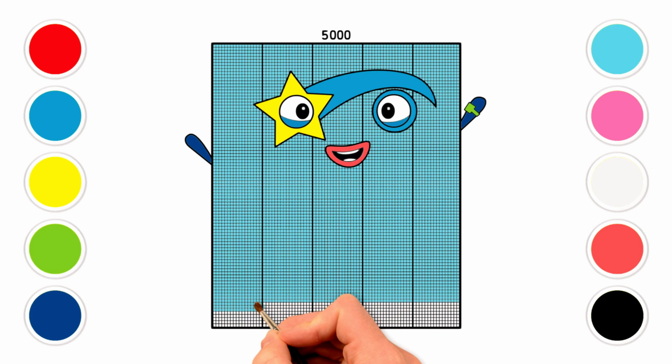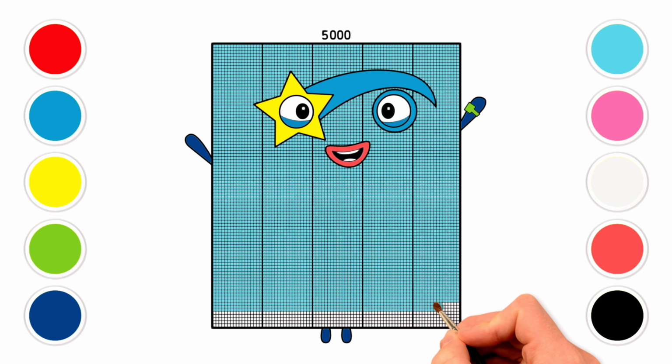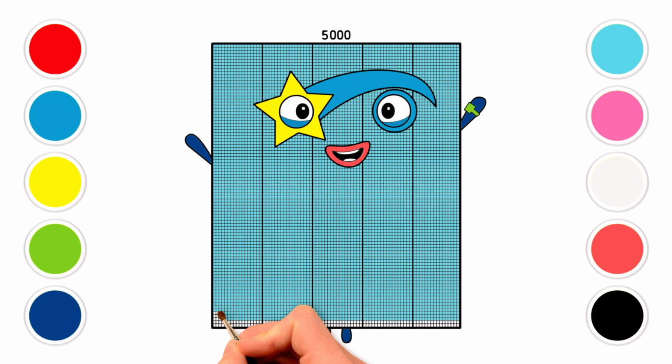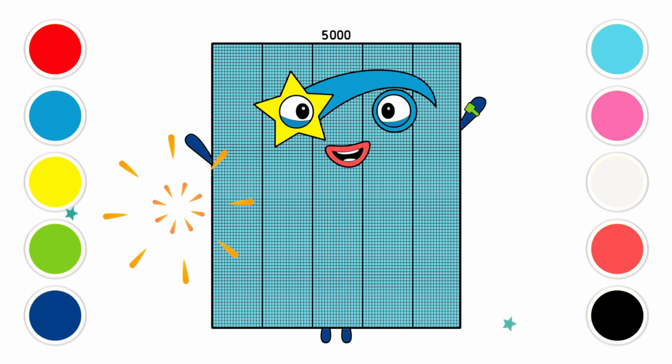Count it out, here we go, watch the numbers start. 500 blocks, sky blue. 1,000, 1,500, 2,000, 2,500. 3,000, 3,500, 4,000, 4,500. And the last 500. Done! And done.